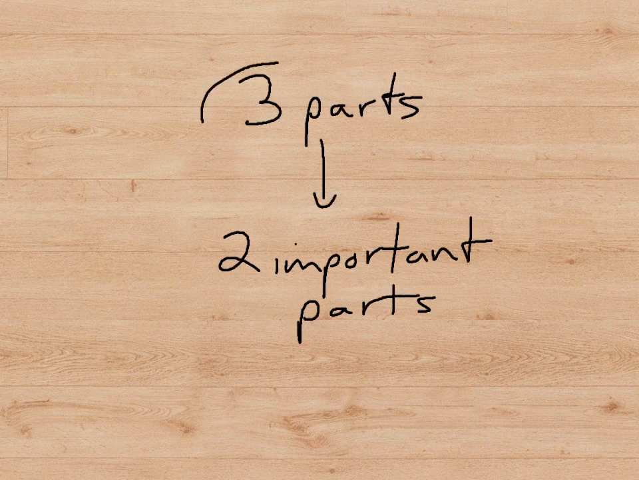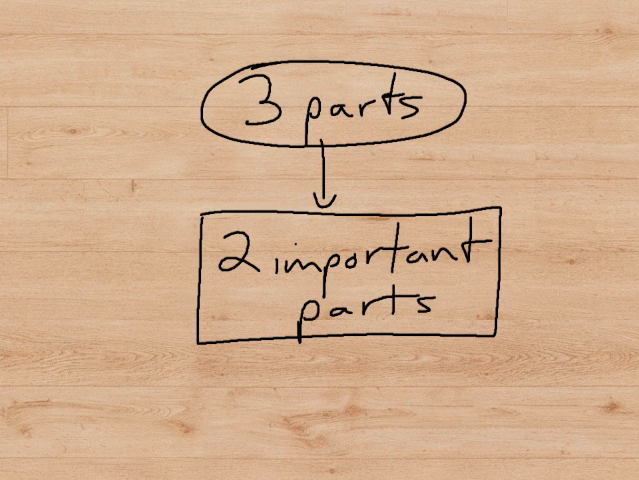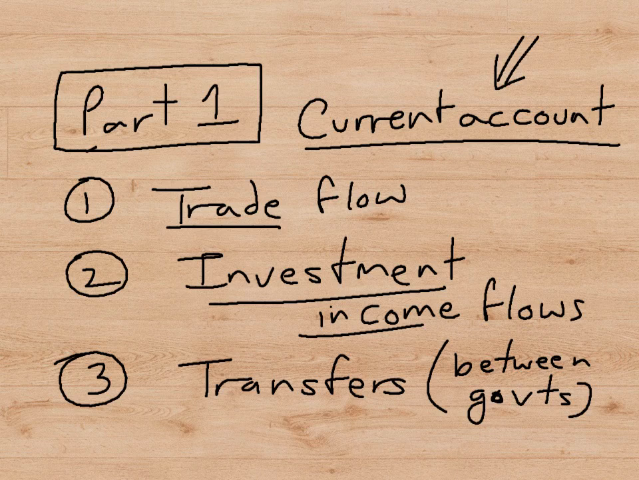Now, the balance of payments actually has three parts to it. There are three sections to this document, only two of which are of real importance. The first part of the balance of payments is called the current account. This has three parts. The first lists cash flows due to trade. The second lists cash flows due to investment income. And the third, cash flows due to transfers. These are the three parts of the current account.